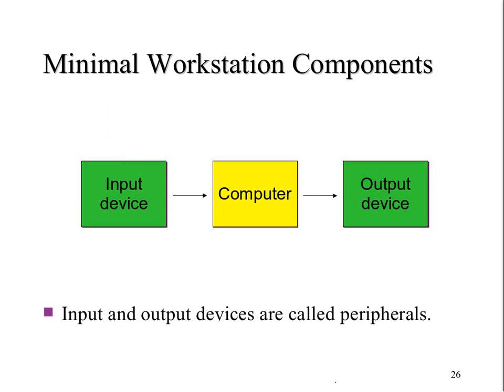In order to be useful, a computer needs to have an input device of some kind, at least one, and it needs to have an output device of some kind. If we have a computer along with its input and output devices, we could call that a workstation. And input and output devices are often referred to as peripherals because they are peripheral or outside of the computer.